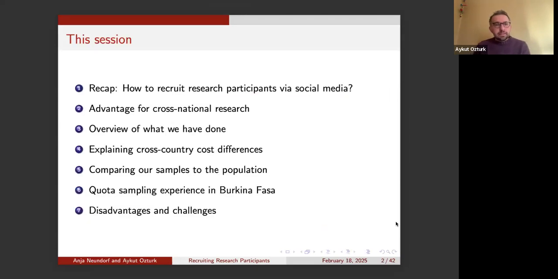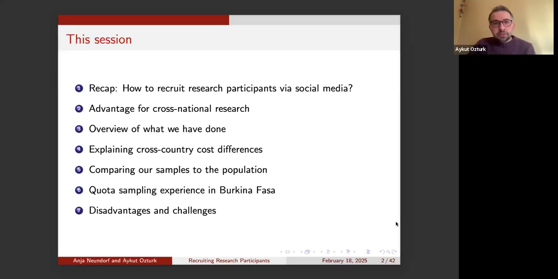Okay. A quick summary of what we will be talking about today, what I will be talking about. First of all, I will cover very briefly how to recruit research participants via social media. In the past, we have organized sessions in which we provided more detailed instructions about this. This one will be just a very brief overview.